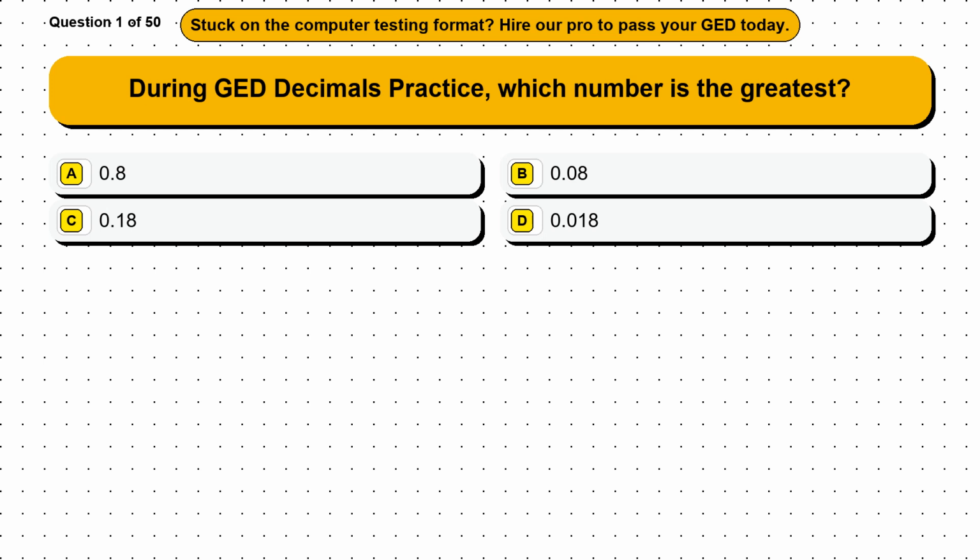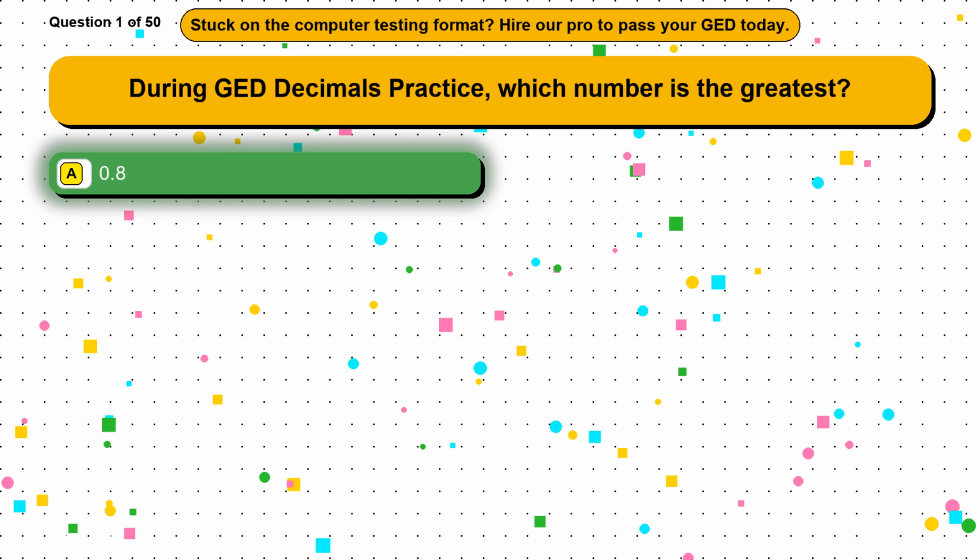Question 1. During GED Decimals Practice, which number is the greatest? Option A, 0.8. Option B, 0.08. Option C, 0.18. Option D, 0.018. The correct answer is option A, 0.8.